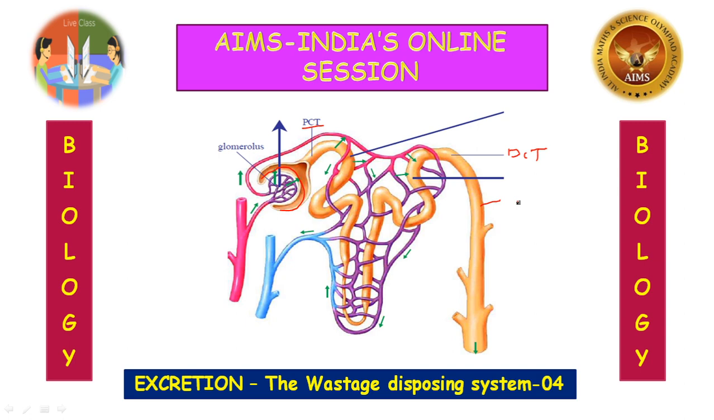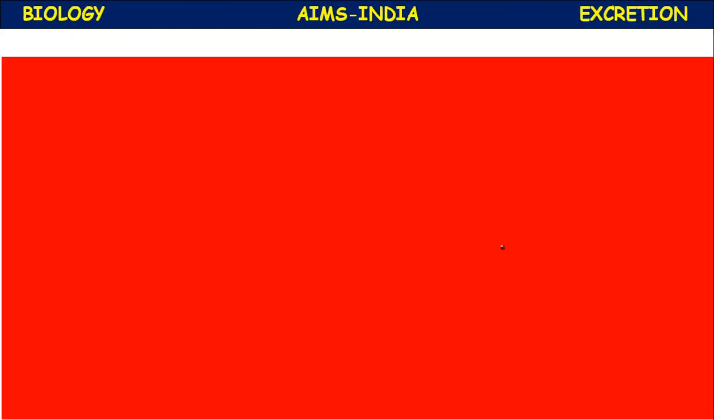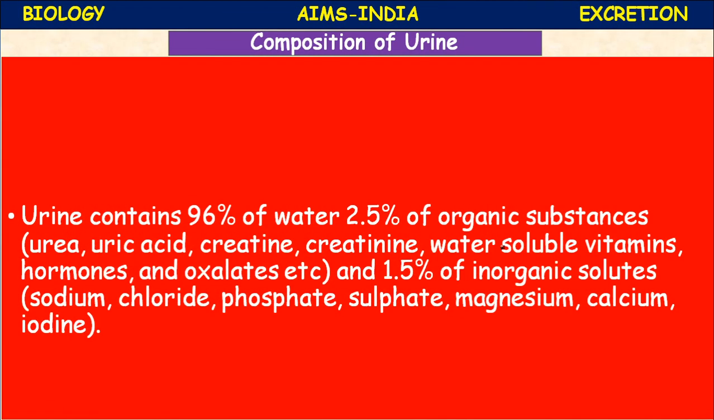And finally, tubular secretion. Tubular secretion refers to the addition of selected materials from the blood to the ultrafiltrate, and it increases its volume. It occurs mainly by active transport in the distal convoluted tubule and proximal convoluted tubule. So finally the urine is formed. Let us continue with the composition of urine now.